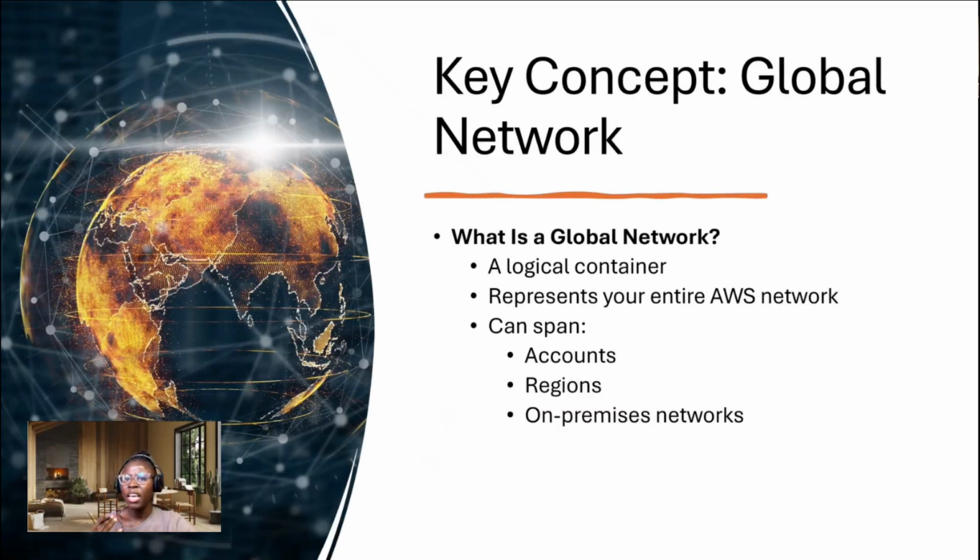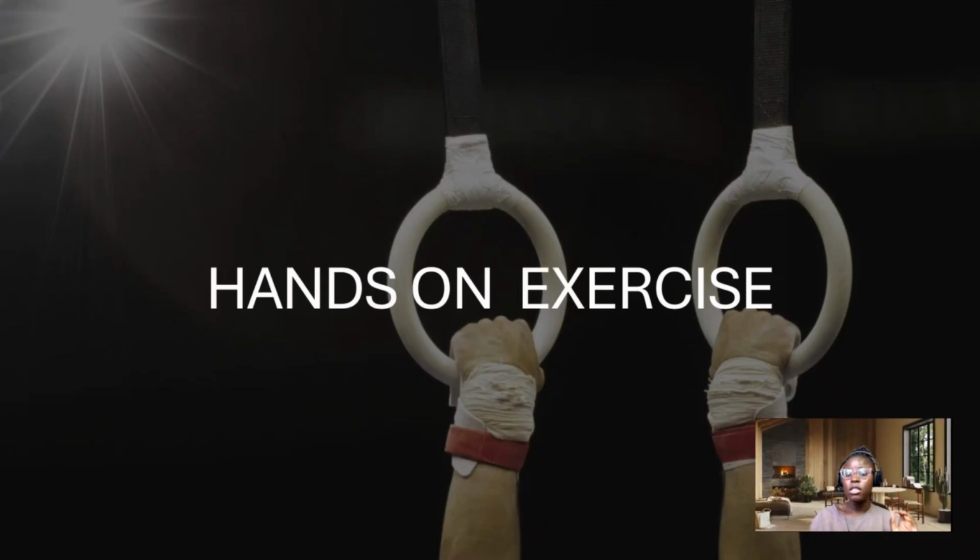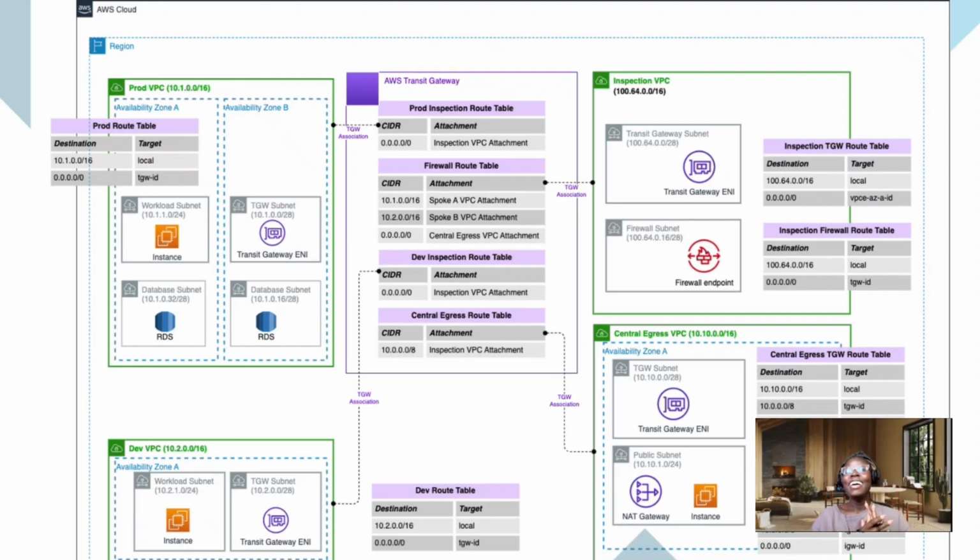When I talk about a global network, this is not a physical network. I'm not talking about the AWS global infrastructure. It's just a management construct that helps us see everything in one space, as I have mentioned. So in our hands-on exercise, we'll do different parts of this. But before we get started, we have to set up our architecture.